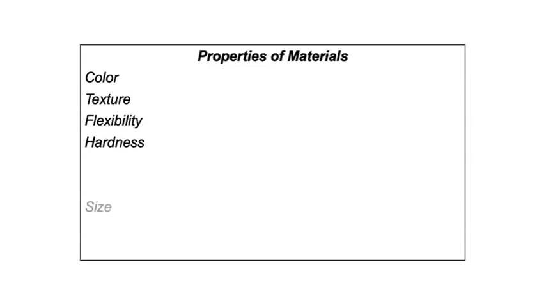Some properties, such as size, are properties of objects. Can you think of any other properties of objects? We could describe the shape of the ball, or we could describe its weight. Shape and weight are both properties of objects.